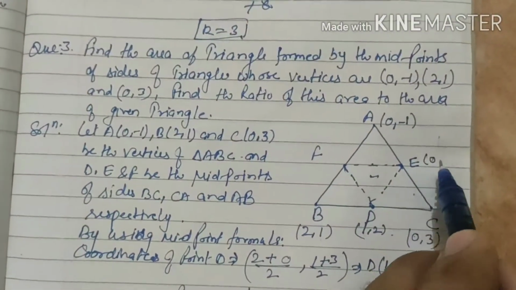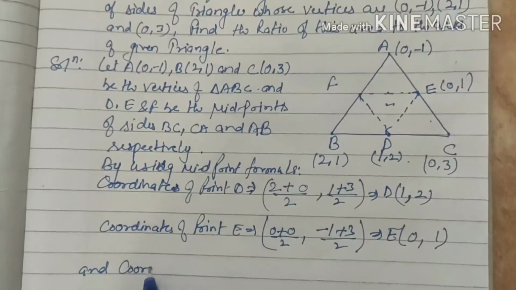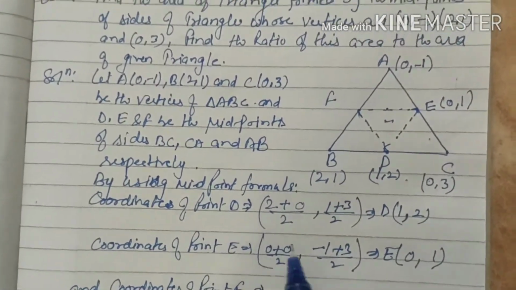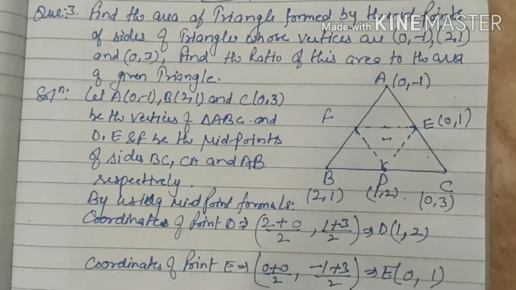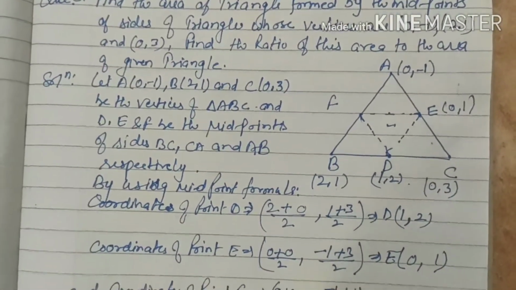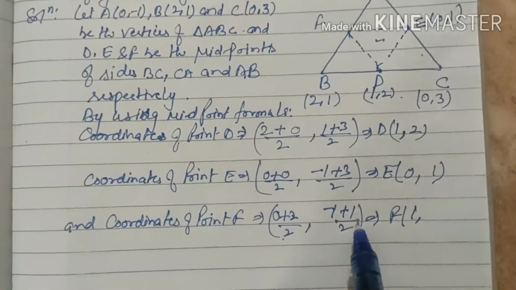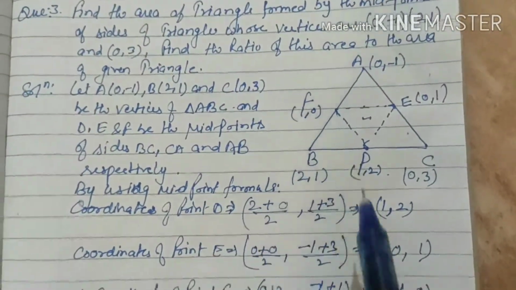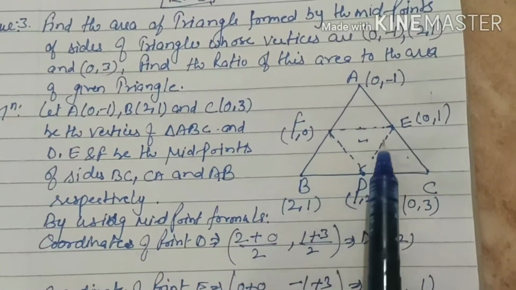So the coordinates of E are 0 and 1. In the end we have to find the coordinates of midpoint F. For F we add 0 and 2, so (0 plus 2) by 2, and (minus 1 plus 1) by 2. So the coordinate of F will be 2 plus 0 becomes 2, 2 by 2 becomes 1, and minus 1 plus 1 becomes 0, 0 by 2 becomes 0, so this is (1, 0). So we have found the coordinates of D, E and F. Now we will find the area of this triangle DEF.